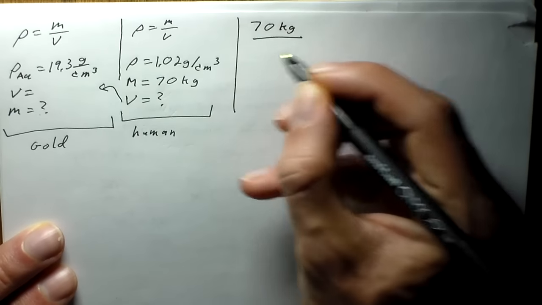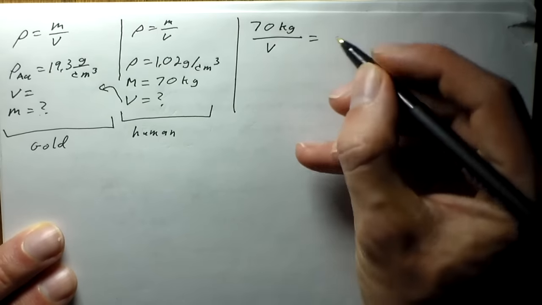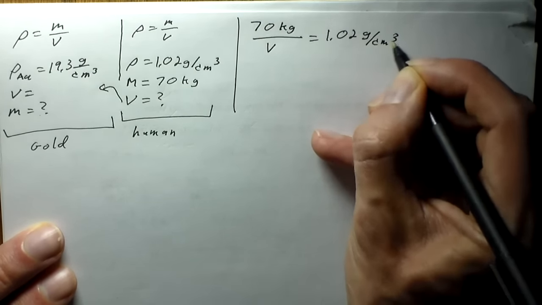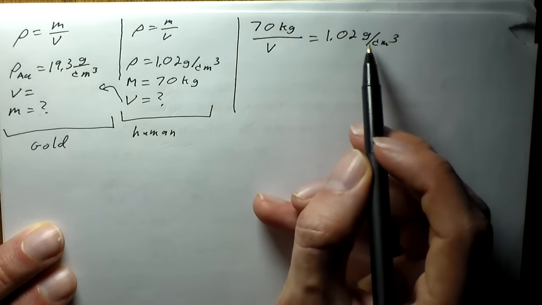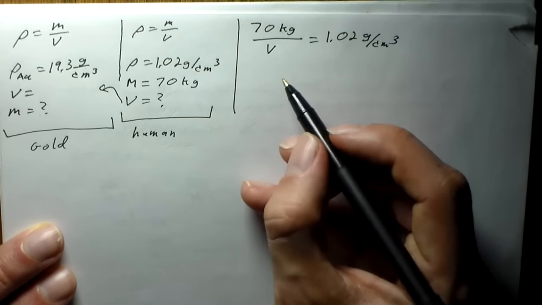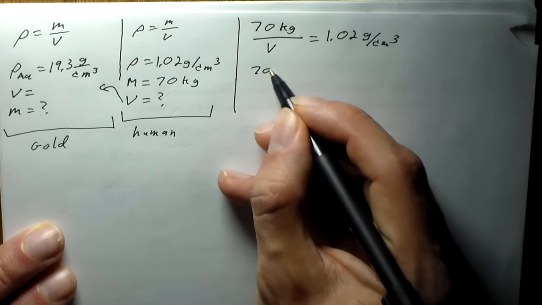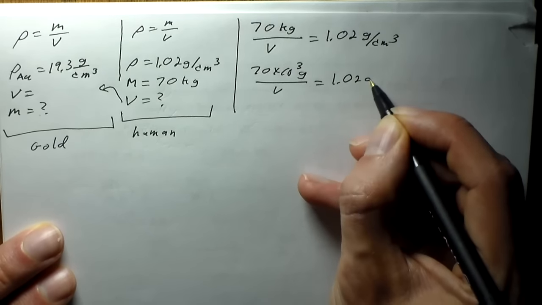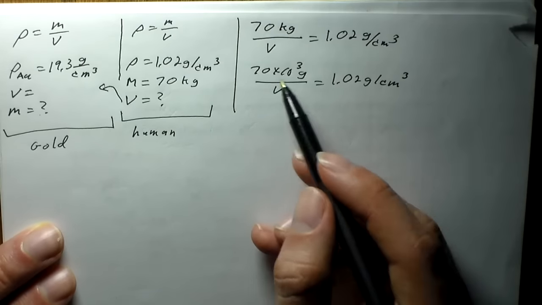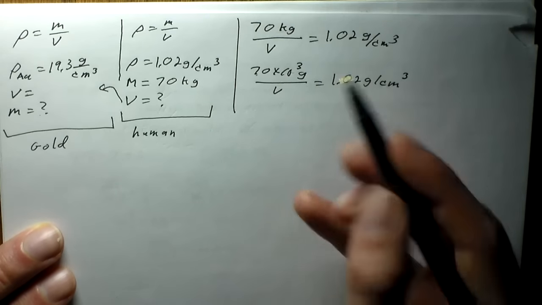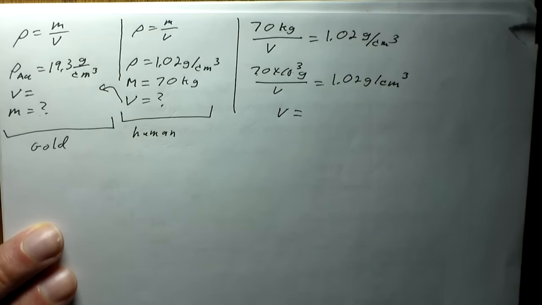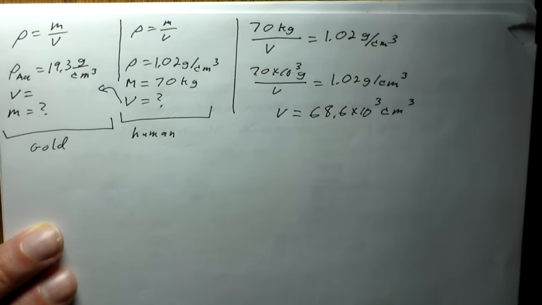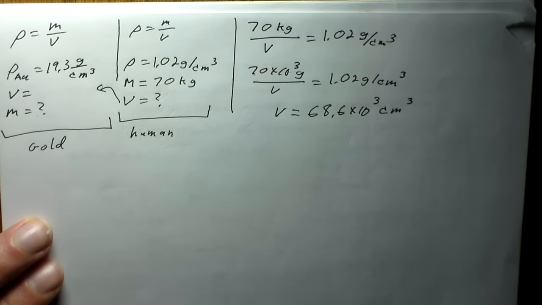70 kilograms divided by my volume is going to be equal to 1.02 grams per cubic centimeter. Obviously, I have 70 kilograms here and grams here, so I'm going to have to rewrite this as 70 times 10 to the third grams per volume equal to 1.02 grams per cubic centimeter. Then I go 70 times 10 to the third divided by 1.02, so my volume is going to work out to be 68.6 times 10 to the third cubic centimeters.